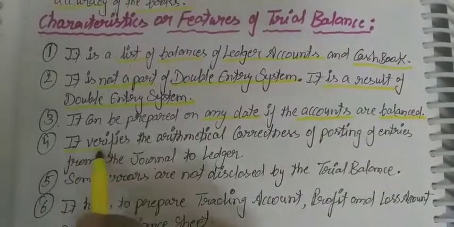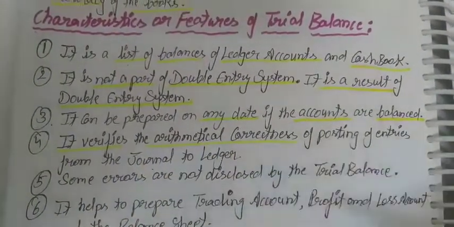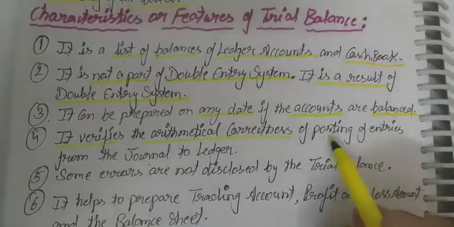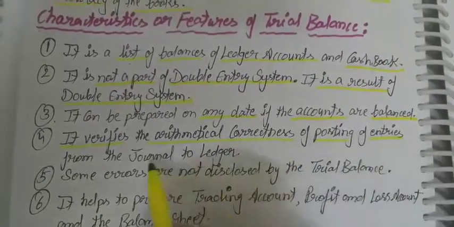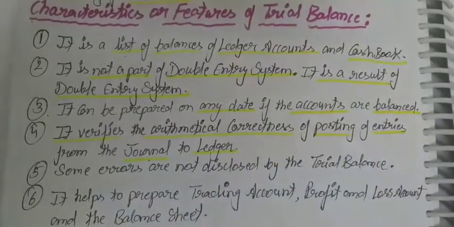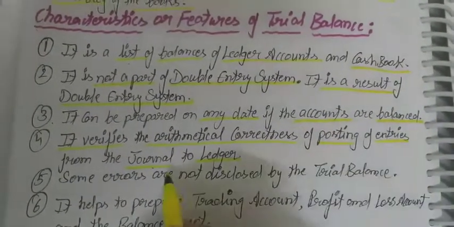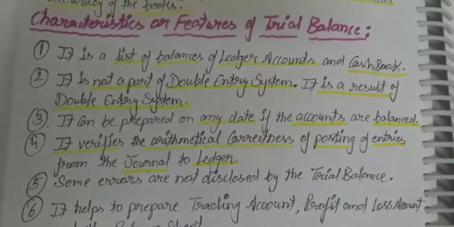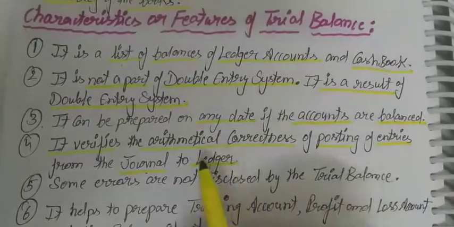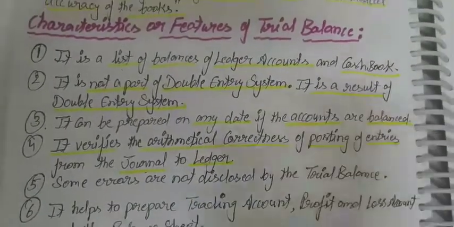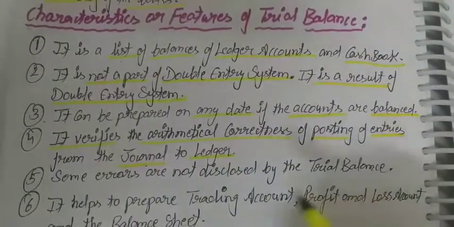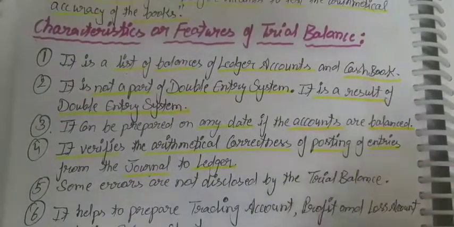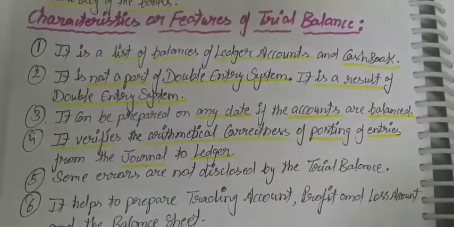Next one is, it verifies the arithmetical correctness. How? Whenever we are posting entries from journal to ledger, at that time it verifies arithmetical correctness, when the debit and the credit balance are equal. So then the arithmetical correctness is there in the ledger.